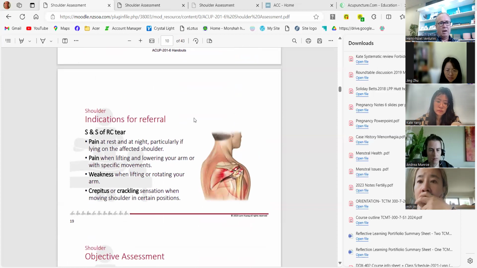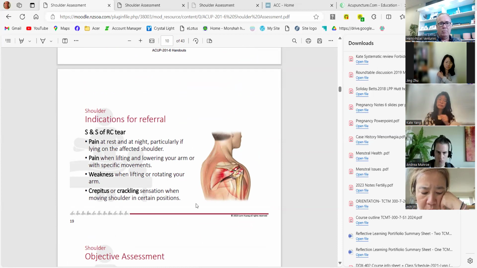Signs and symptoms of an RC tear. Pain at rest at night, particularly if lying on the affected shoulder. Pain when lifting and lowering your arm with a specific movement. Weakness when lifting or rotating your arm. Crepitus or a crackling sensation when moving the shoulder in a certain position. Whenever they're rotating or slightly adjusting the shoulder, or trying to move the shoulder blade, there's pain, usually through rotation or adduction.